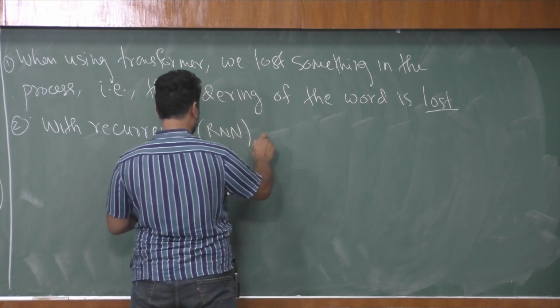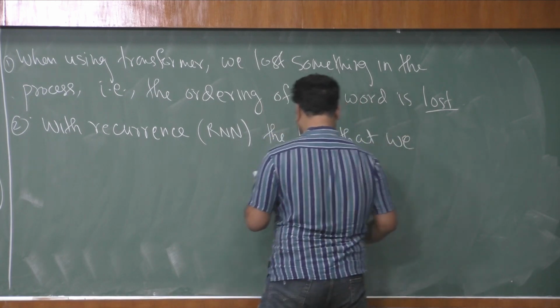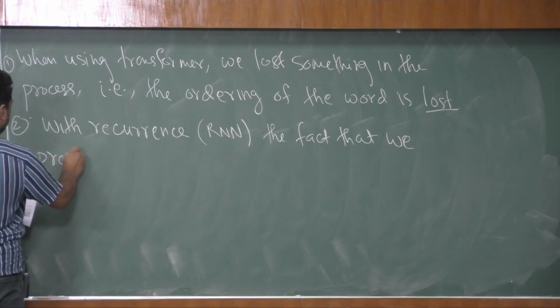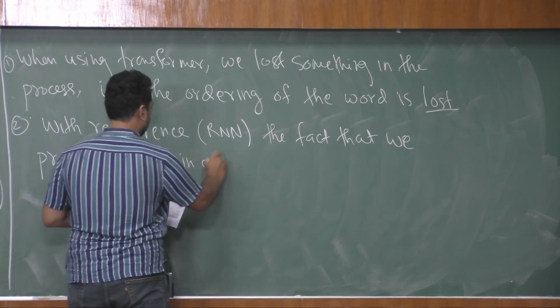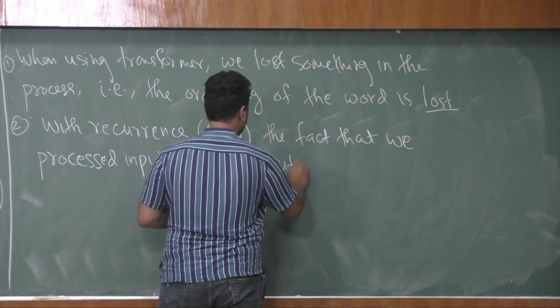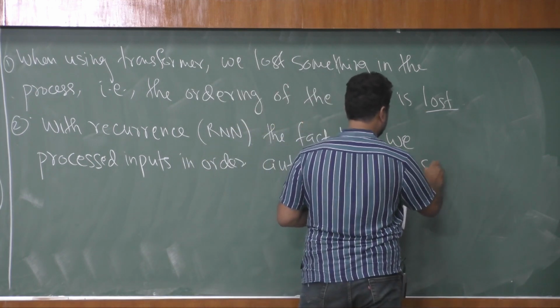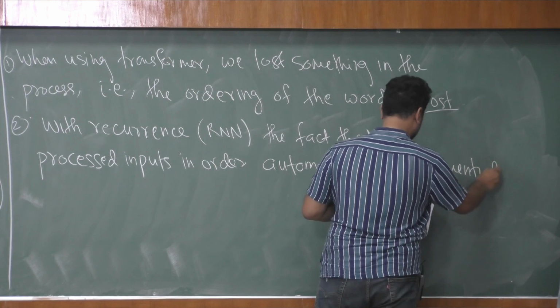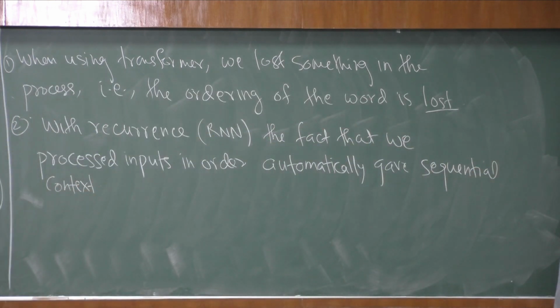for example in RNN, the fact that we processed inputs in order, or sequentially, automatically gave sequential context. So this was inbuilt in RNN: I fed one input and then I fed another input, so ordering was maintained anyway. But here we are throwing everything in one shot.